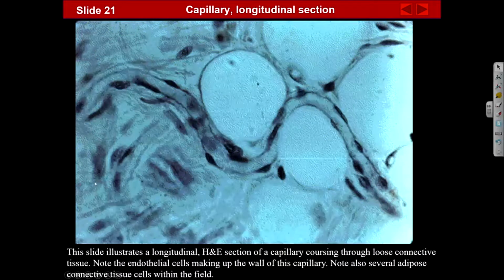Okay, here we have a capillary winding its way through this whole-mounted tissue. And it looks like an adipocyte.